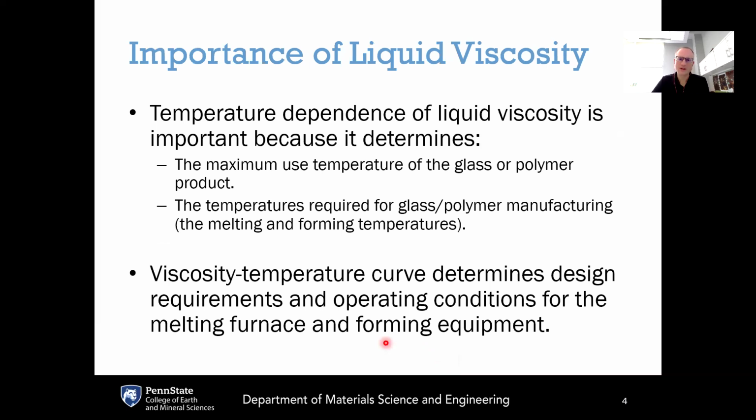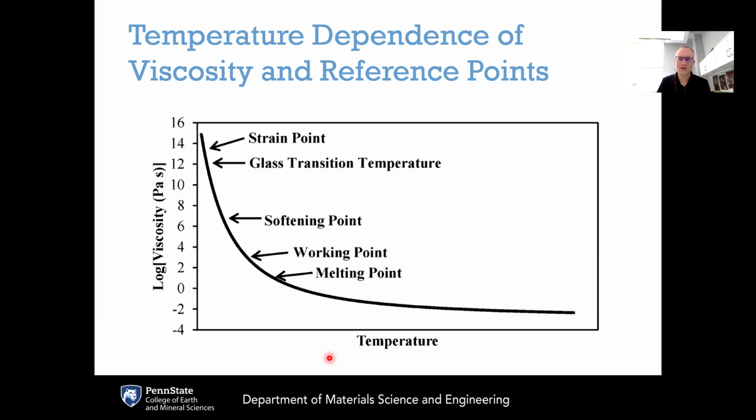The liquid viscosity is so important because the maximum use temperature of a glass or polymer product is given by its viscosity. And also all the temperatures that are required for glass or polymer manufacturing are governed by the viscosity curve of that particular system. So the viscosity temperature relationship determines design requirements and operating conditions for melting furnaces and for forming equipment, and also for any post-forming processes.